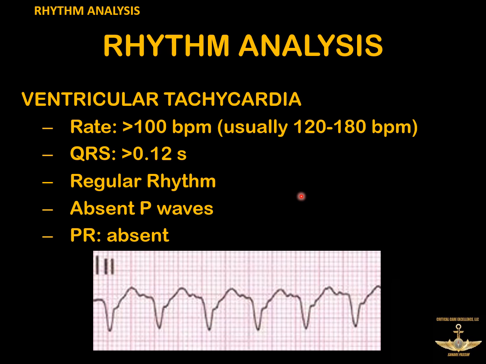Because it is tachycardic, it is rate greater than 100. Typical range for VTAC is going to be between 120 and 180. It can be higher than that, it can be lower than that, but usually that's where it's going to live. QRS complex is going to be wide. It'll be very evident when you see it.